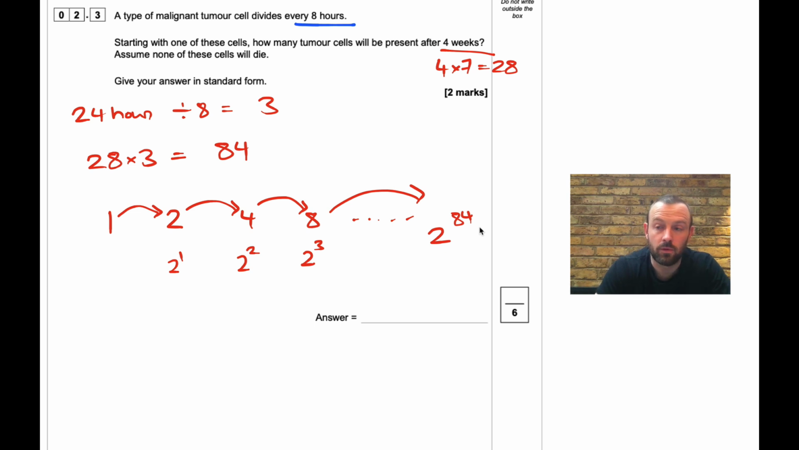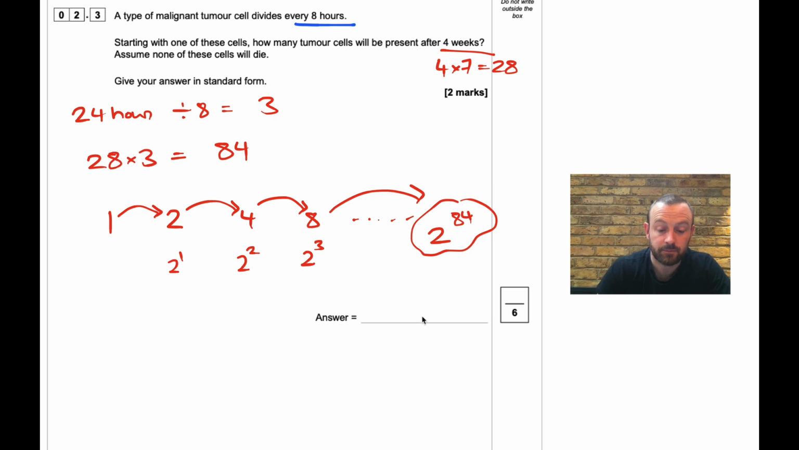Now we need to put that into our calculator and work it out, because we want it in standard form, not as a, I forget what this is called in maths. Is this a surd? I think it might be. We don't want to write it like that. We want to write it as 1 point something something times 10 to the something something. So 2 to the power 84. That's going to be, oh my gosh, that's a big number.